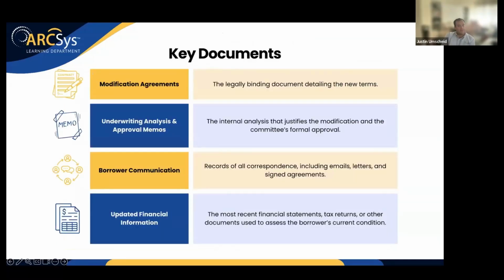All right. So key documents in this are the modification agreements. Make sure that you have the legal binding documents for the new terms, underwriting analysis and approval memos. So any internal analysis that justifies the modification and the approval of that concession, borrower communication. So emails, letters, signed agreements with the borrower. And then lastly, update of financial information.